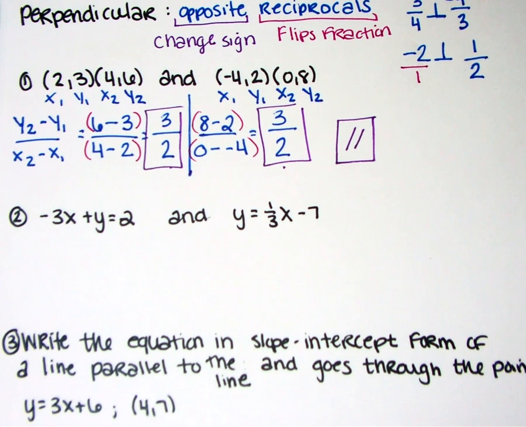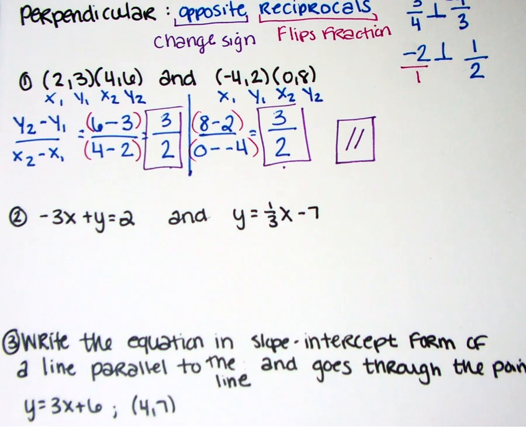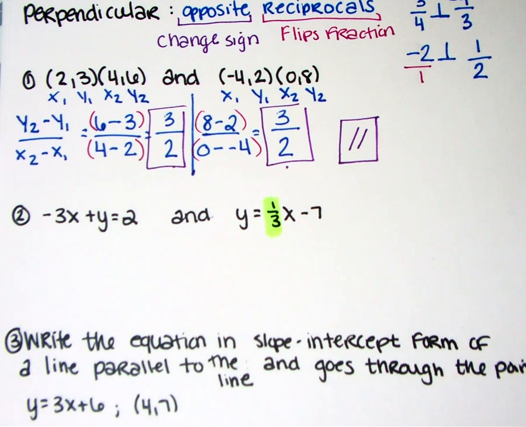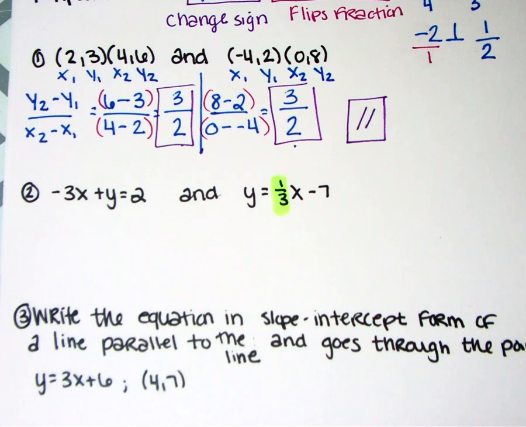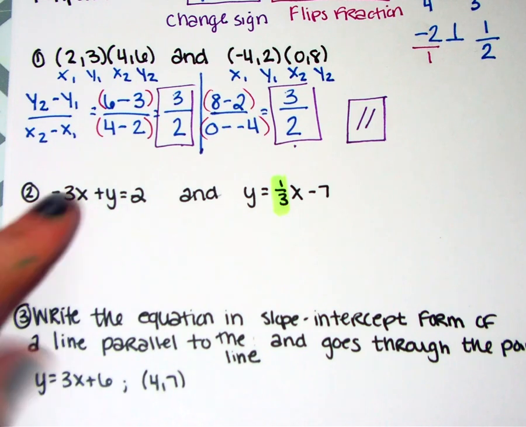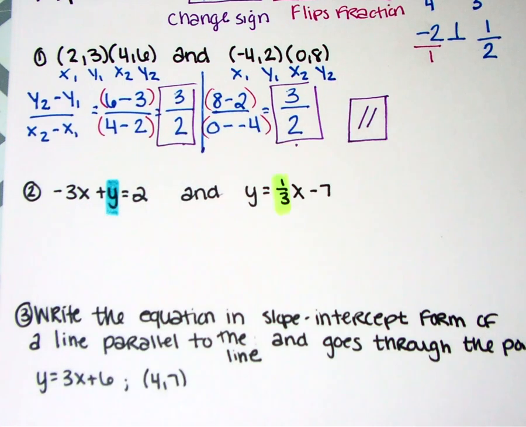Trying a problem like number 2 where we're not given points, all we have to do in a problem like this is go ahead and just solve for y. So in y equals mx plus b form, I can already identify the slope. The slope in my problem is 1/3. Not 1/3 x, just 1/3. On the second problem though, my slope is not -3. So what we're going to have to do is isolate the variable of y.